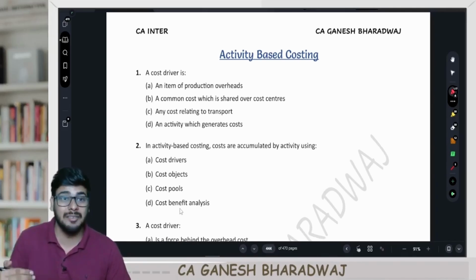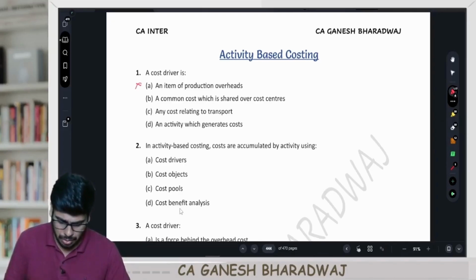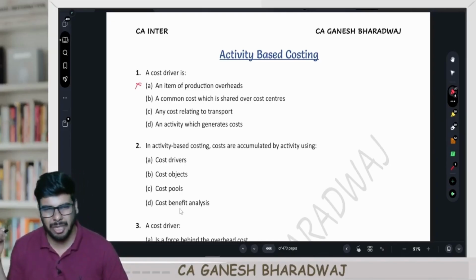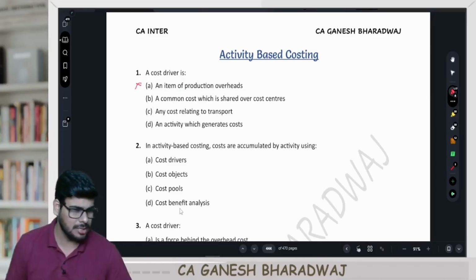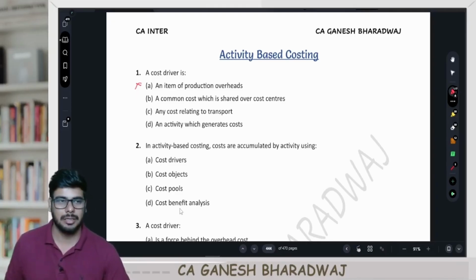A cost driver, is it an item of production overheads? No. A common cost which is shared over cost center. Is it a common cost? A cost driver, is it a cost, guys? Okay, fine. Let me read out everything. Then any cost relating to transport, an activity which generates cost. Out of these four, which is the best answer? A, B, C, D? A, B, C or D? You own your answer. Which one you feel is correct?